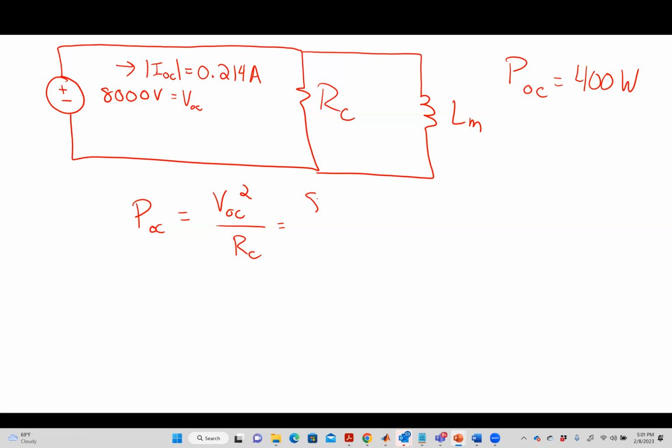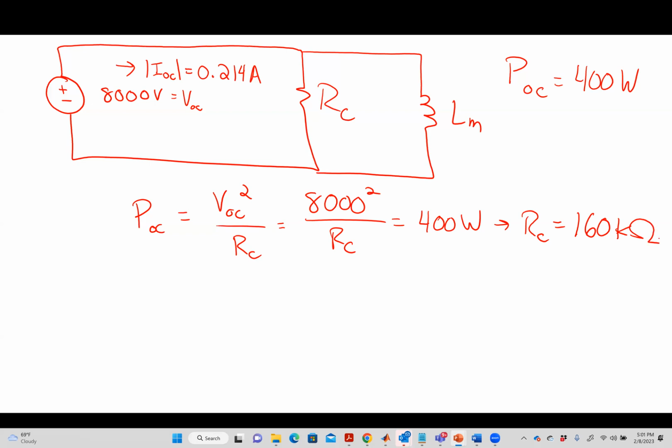So that would be 8,000 volts squared divided by whatever the resistance of the core is, and that's equal to 400 watts. If I do the math on this, the resistance of that core works out to be 160 kilo ohms. Pretty big.